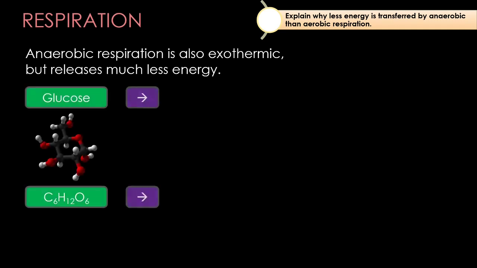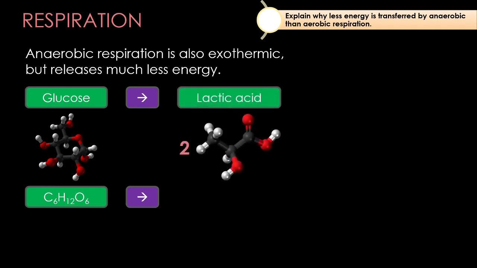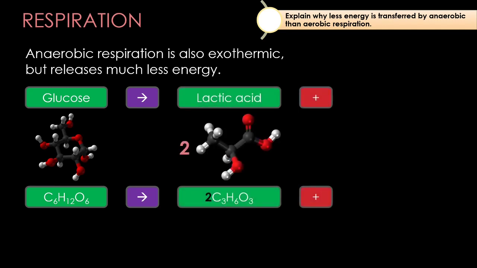So we have glucose, but we don't have any oxygen because it's anaerobic. The an bit means without. The aero bit means air. So without air, so without oxygen, the glucose on its own gets converted to something called lactic acid.